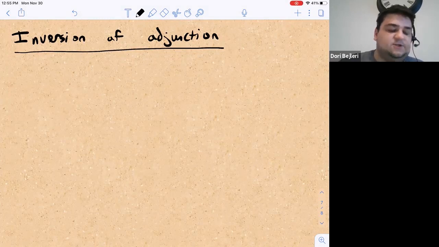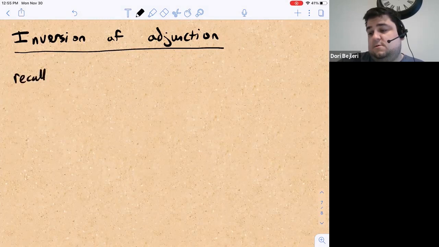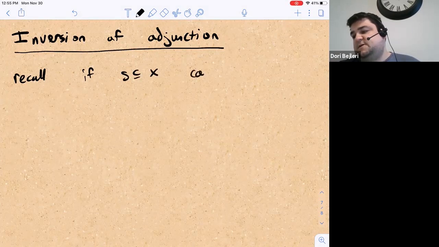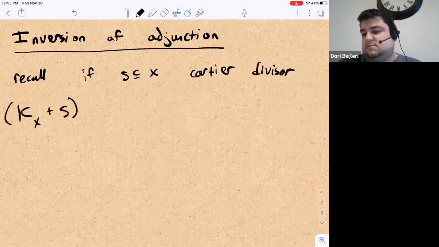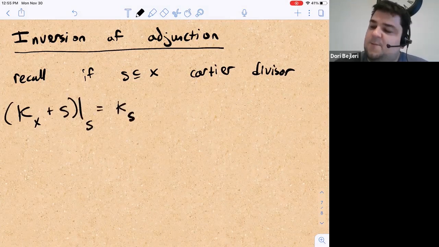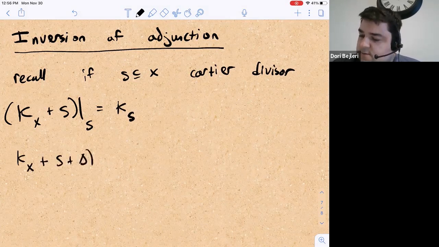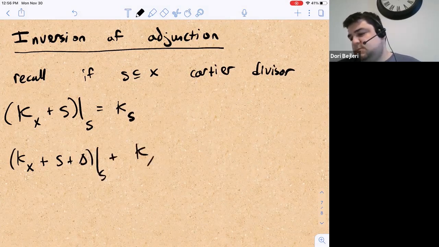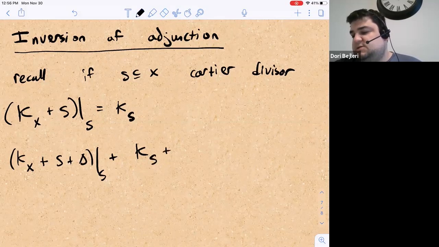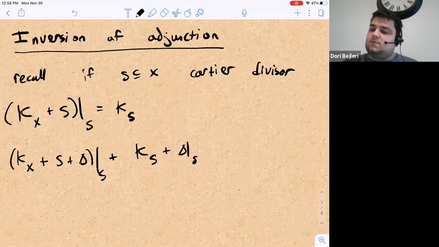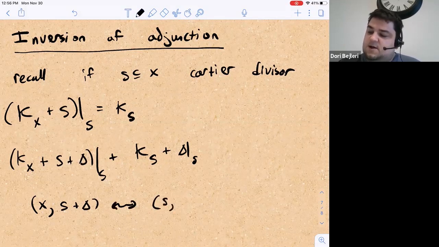So let's just recall the classical version of adjunction that we've used a million times, which is that if S in X is some Cartier divisor, then we have this standard equation: Kx plus S restricted to S is Ks. And then more generally, if we have some boundary on x, then we can consider kx plus s plus delta restricted to s, and we'll get that this is ks plus delta restricted to s. Okay, and so we want to use this type of procedure to say that something about the minimal model program for the pair x comma s plus delta implies something about the minimal model program, or maybe back and forth, for the pair s comma delta restricted to s.